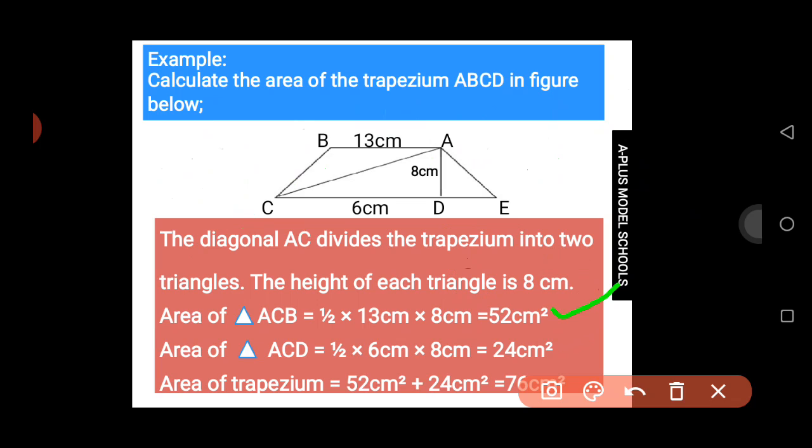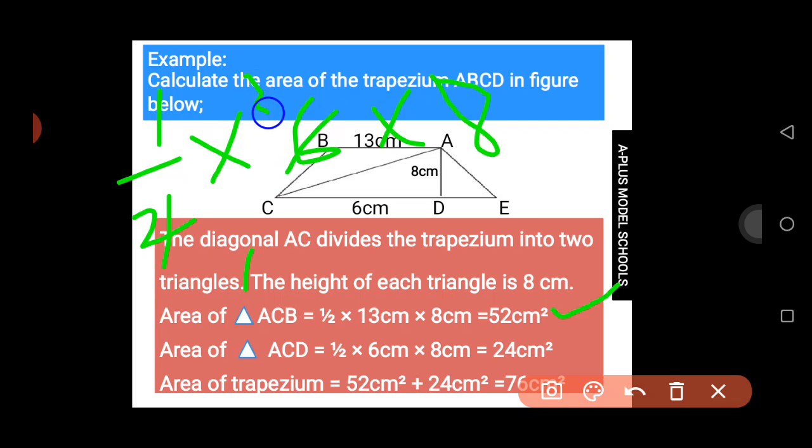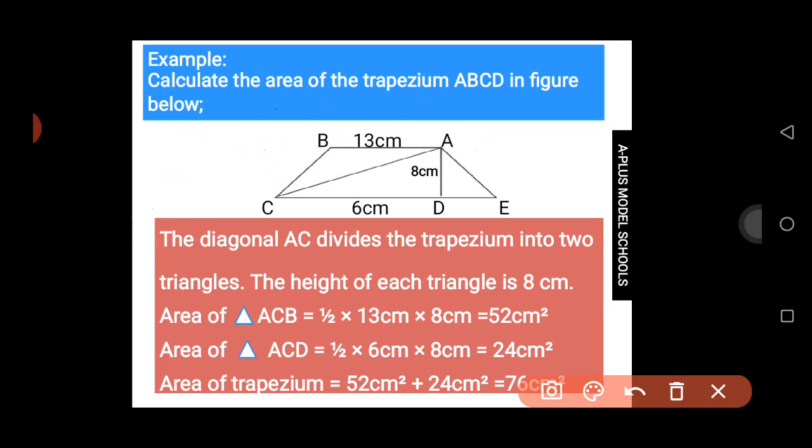Then going to the next triangle, we have triangle ACD, which is 1 over 2 multiplied by 6 multiplied by 8, which is still the same height. So 2 into 6 is 3, which is 3 times 8, which is 24. Then add the two answers together. That is 52 plus 24, which will give you 76.